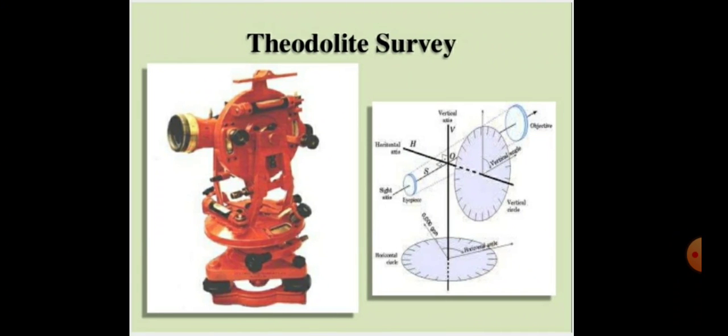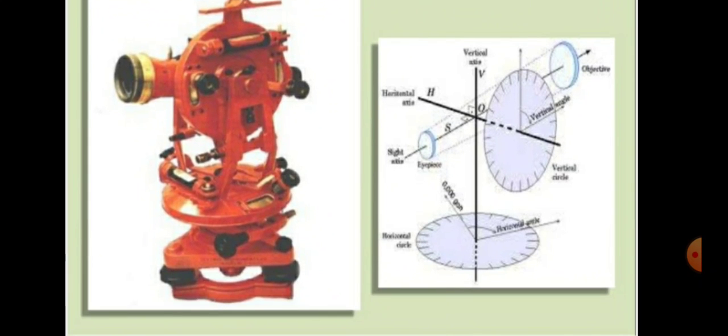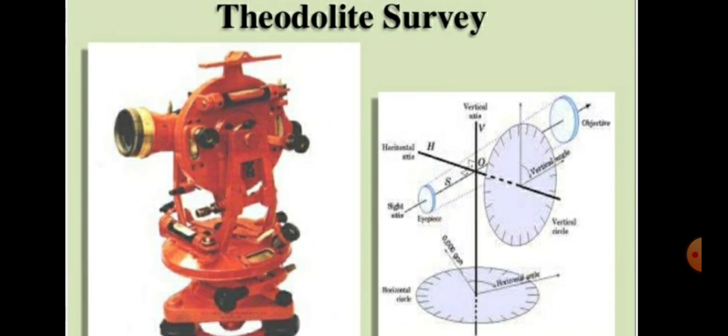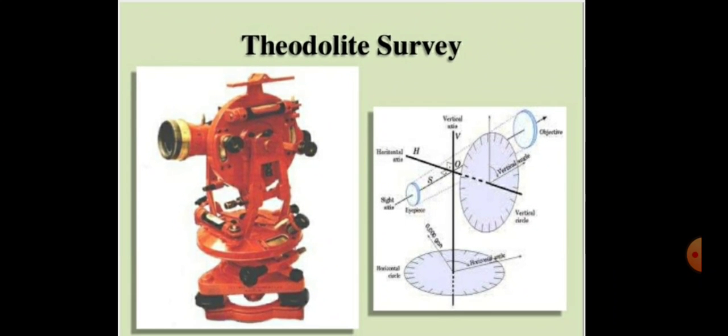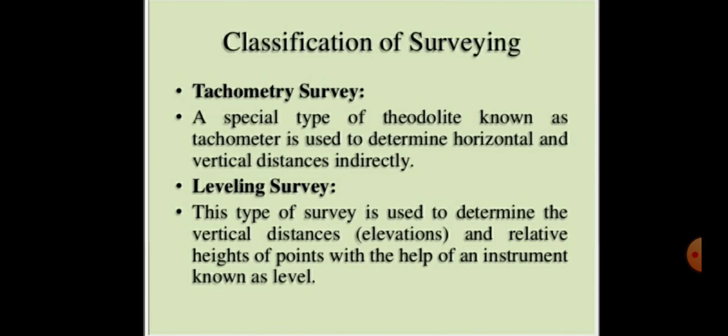And next is the theodolite. This is the theodolite. You can see the telescope is mounted on the theodolite and it can be rotated vertically about its horizontal axis. Vernier scales are there, main scales are there. When you do the practicals, then it will be more clear.